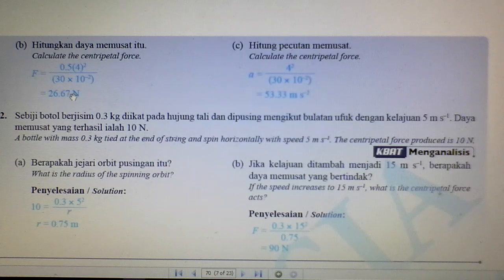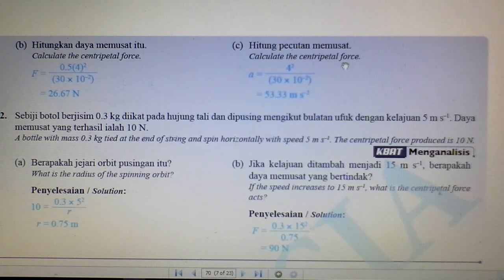1B. Calculate the centripetal force. Use the formula F equals mv squared divided by r. The m is 0.5, and the v is 4. R is equivalent to 30 centimeters, so you need to convert to meter. So you will get the force equivalent to 26.67 Newton.